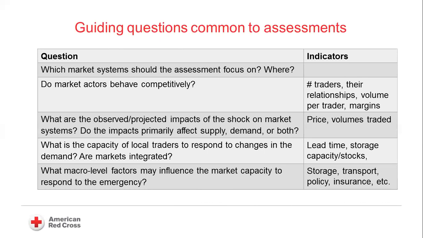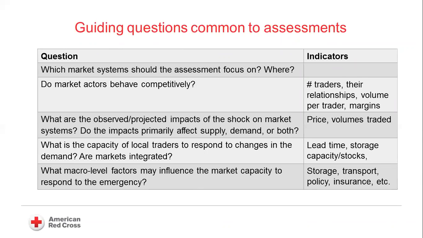So again, if we are gonna do a cash intervention and we anticipate that people are really gonna buy a bunch of food items, are the traders and physical marketplaces able to obtain those goods in time? Or are we gonna inject a bunch of money and then we're gonna run out of goods because there's a lag time in supply, right? And then again, macro level factors that are influencing the capacity to respond to the emergencies.